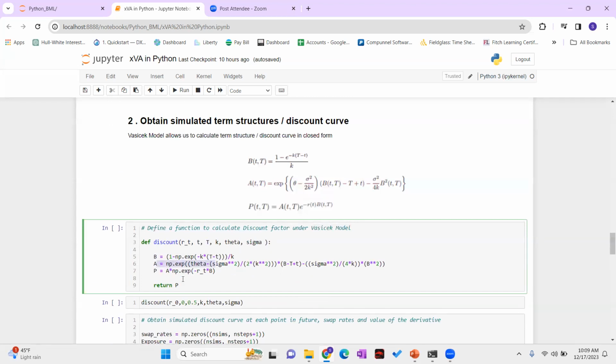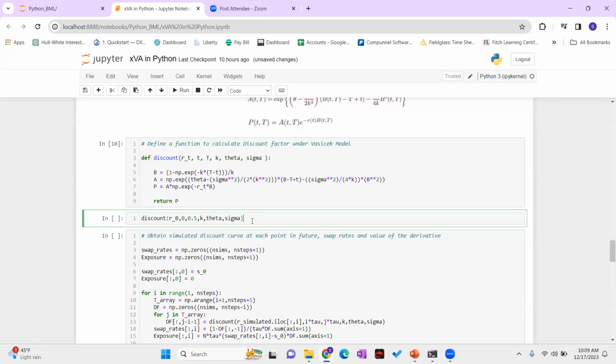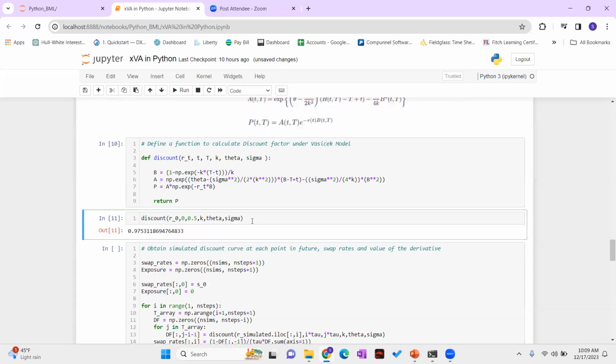Calculate B, calculate A, calculate P, and return P. P is my discounting factor, right? So let me run this. And here is a simple test to check that it is working. The initial short rate is 5%, standing at time t equal to 0. 0.5 is my tenor for which I want to find the discounting factor. Pass K, theta, sigma, and I get this discounting factor.